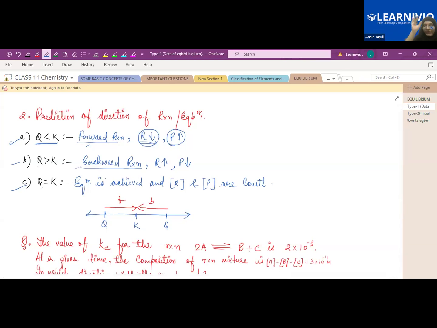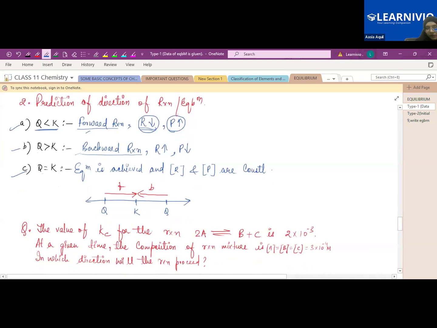When the reaction achieves equilibrium, at that point the reactant concentration and the product concentration become constant. That is what it means. So there are three cases for the prediction of the direction of reaction or equilibrium.